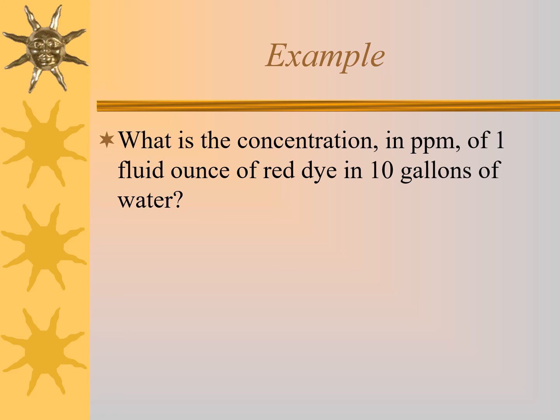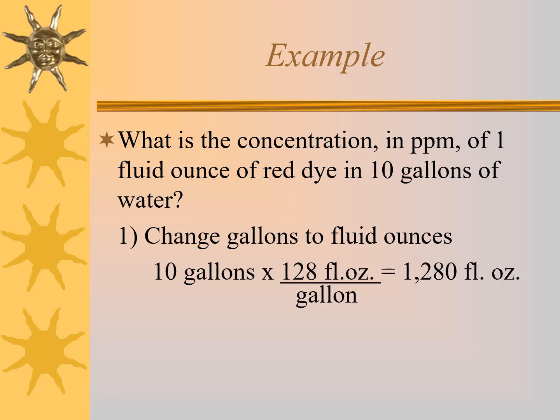To do this kind of problem, we need to have the same units on the top and bottom. So I can either convert ounces of red dye to gallons of red dye, or I can convert gallons of water to ounces of water. I choose to convert gallons of water to ounces. Ten gallons of water is 1,280 fluid ounces.